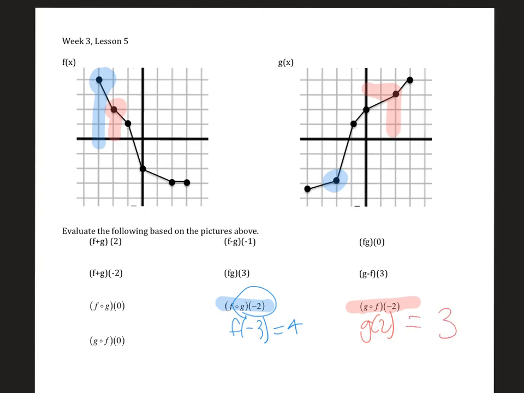And then the very last one, f of 0 is here at -2. So g of -2, let me come to the other picture. Here's -2. Oh, look, I already have it highlighted, but I'll just highlight it again. That is -3.